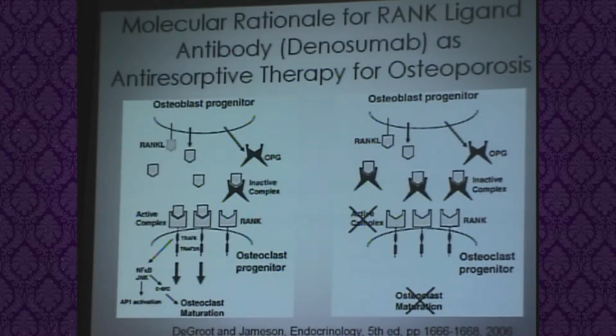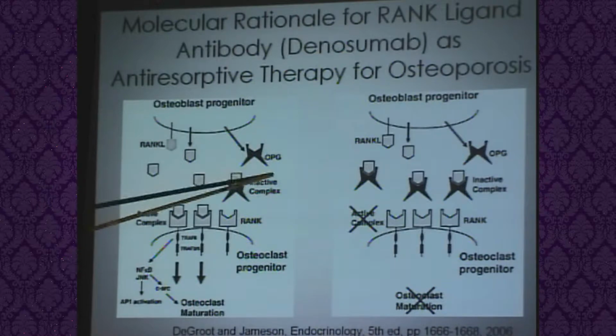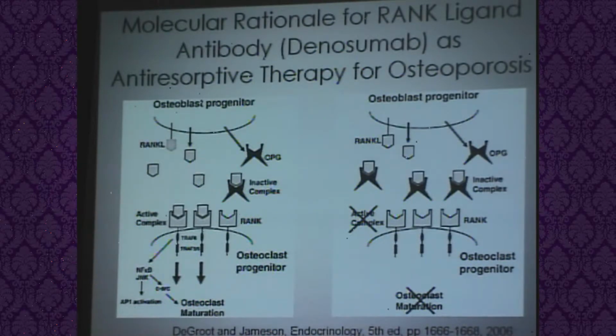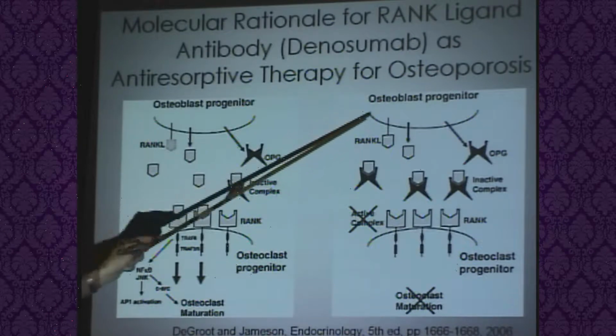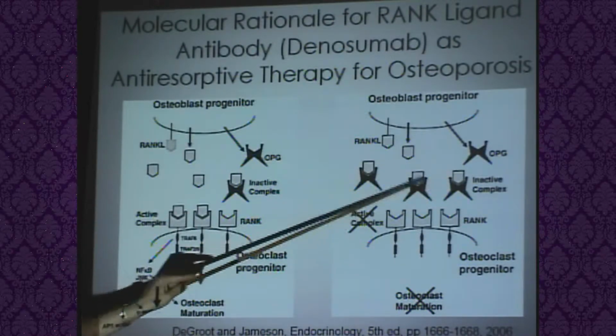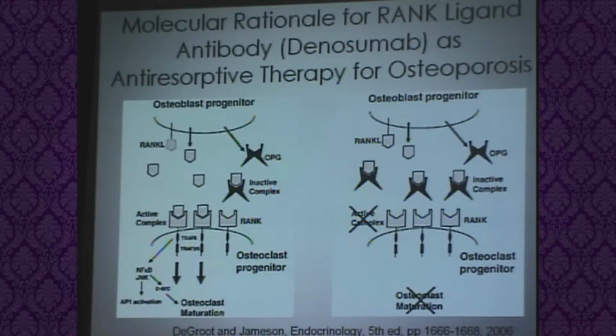Well, you can imagine how the pharmaceutical companies have seen this as a potential for control of too much osteoclastic bone resorption. If you were to overproduce something that looked like osteoprotegerin, you could bind up all the RANK ligand and prevent the development of too many osteoclasts in, say, postmenopausal osteoporosis. And so that's shown here on the right, that you produce more inactive complexes and there's no osteoclast maturation.